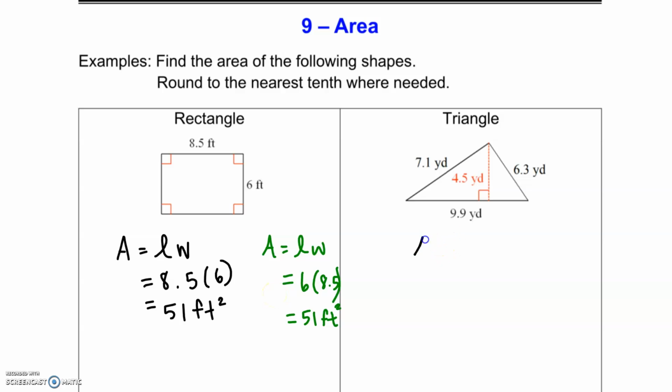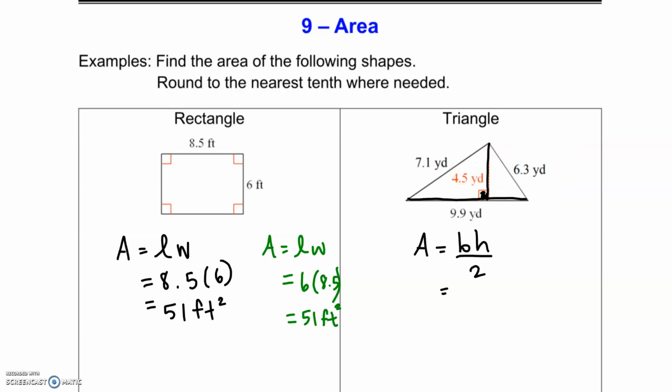So area of a triangle, the formula is base times height divided by 2. The base and height on a triangle are where they meet at a 90. So I can see 9.9 is the base of my triangle and 4.5 is the height of my triangle. I don't need 7.1 yards for the area calculation or 6.3 yards. I could use those measurements if I needed to find the perimeter of the triangle, but for area, I just need the base and the height.